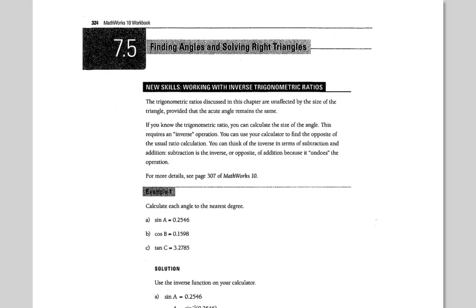Okay, so now we're on 7.5, finding angles and solving right triangles. For the past three sections on sine, cosine, and tan, all we've been doing is solving for sides. So from 7.2 to 7.4, that's the three sections there, we've been solving sides. And in this section, we are going to learn how to find angles if we know two of the sides.